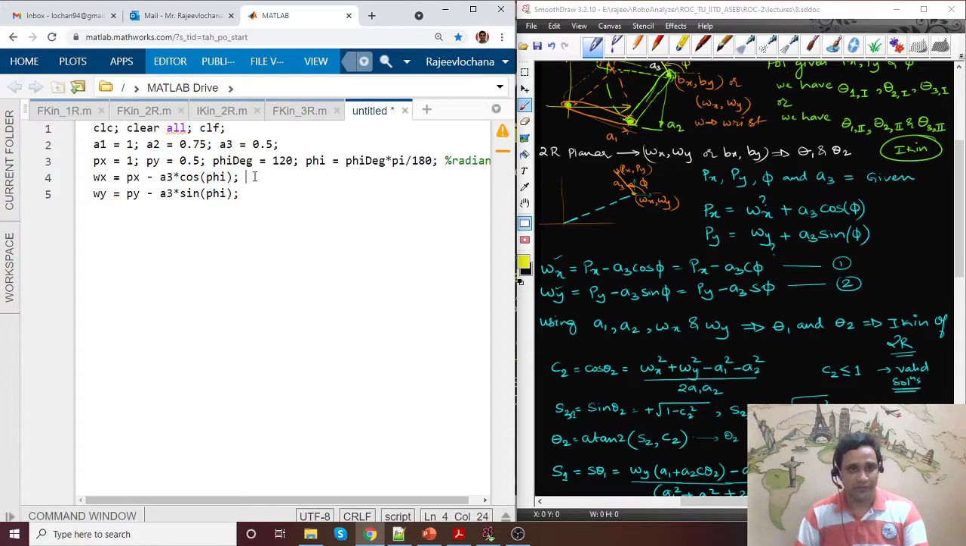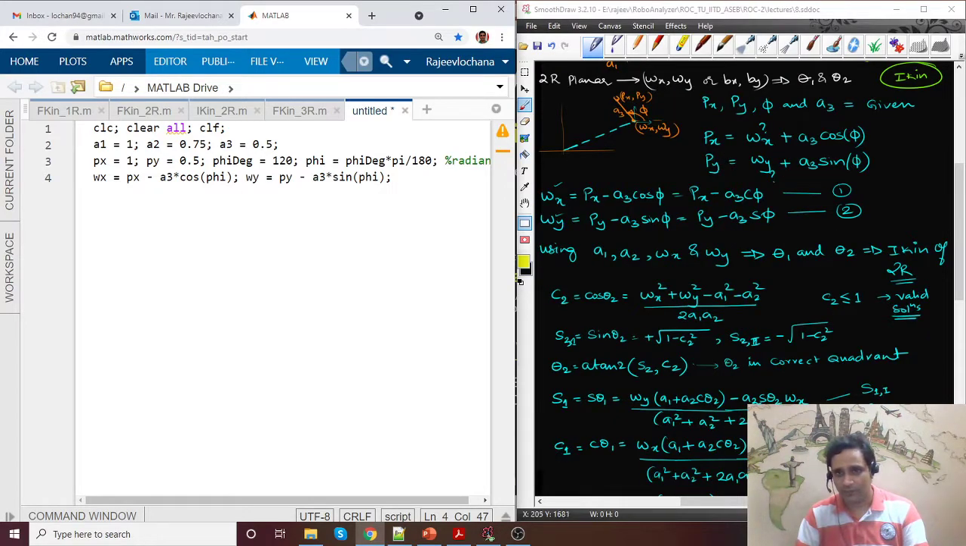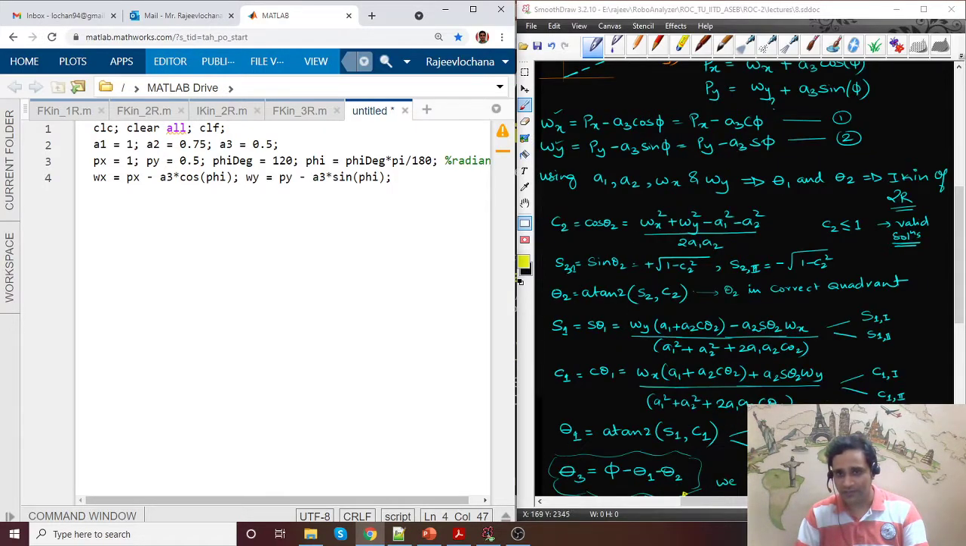To save space, let me just write it next to each other. So I've reached this point. Once we reach this point, it becomes a 2R planar manipulator. So we have to get the terms c2, then s2, then theta 2, s1, c1 and theta 1. That is what we'll be doing now.